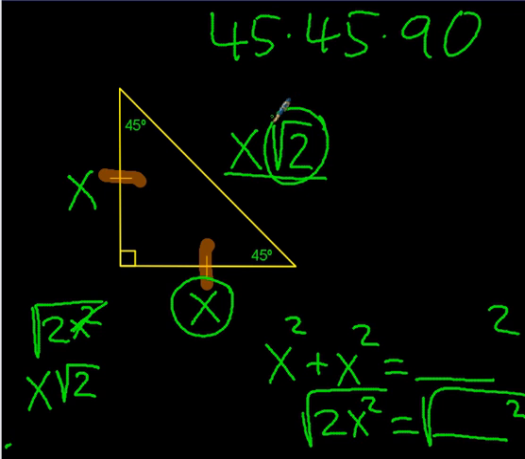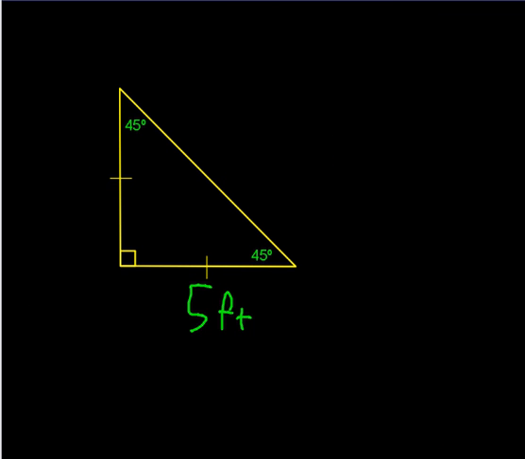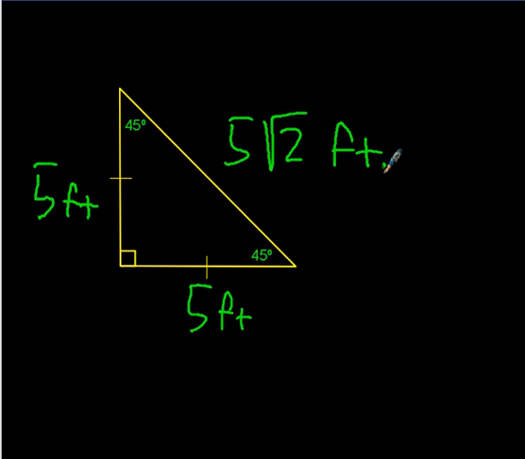Okay, and so if I go to an example, if this is 5 feet, well then I know that this is also 5 feet, of course, because it's an isosceles, so that's kind of a gimme. And this is going to be 5 times the square root of 2 feet. Easy peasy. There's really nothing to it, right? You just have to remember 45-45-90, square root of 2. I remember square root of 2 because two sides are congruent to each other.